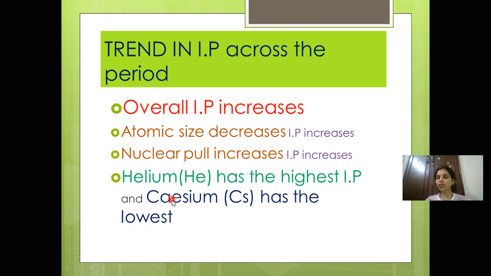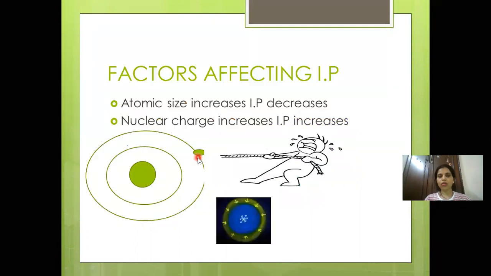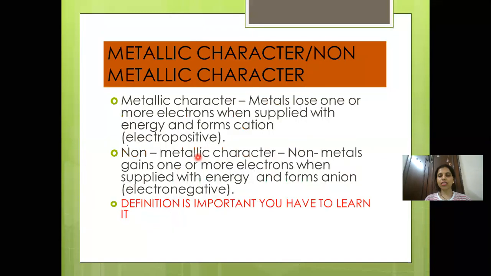Now, according to that, if you see helium, which is there on the topmost right side, as we have learned from left to right it is increasing. So the element at the rightmost of the periodic table is going to have the highest IP, ionization potential. And the lowest IP is going to be for cesium. The reason is down the group it's going to decrease. It is always opposite.